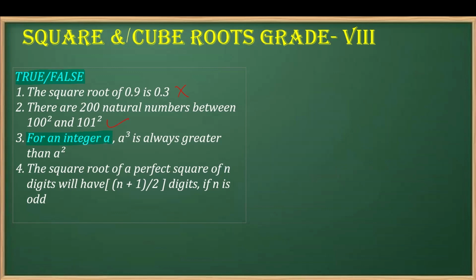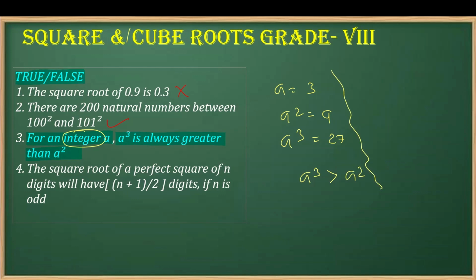Next says for an integer a, cube is always greater than square. It is true for positive, but not for all integers. Like for example, if I take a number a as 3, you may say that a square is 9 and a cube is 27. So 27 is greater than 9. So you will say that a cube is greater than a square. But it is not true when I take a negative. Let's say if I take a as minus 3, a square, as you know, square of every number is positive. So minus 3 square is positive 9 over here.